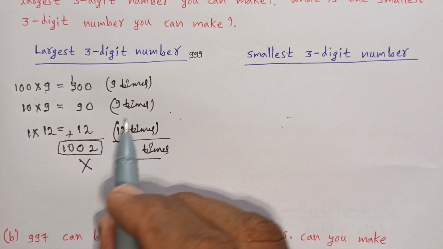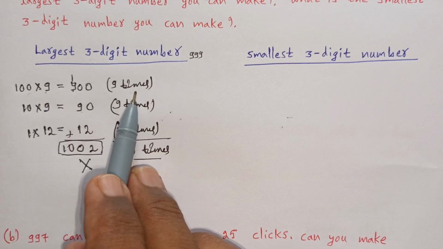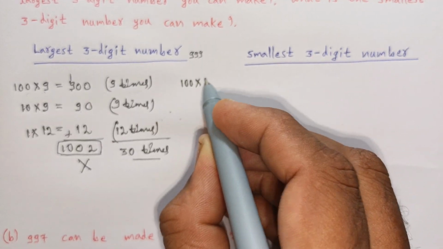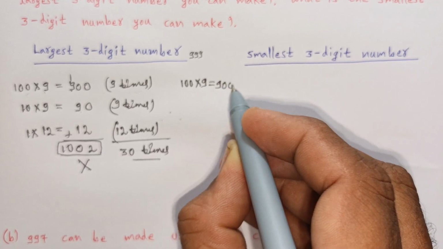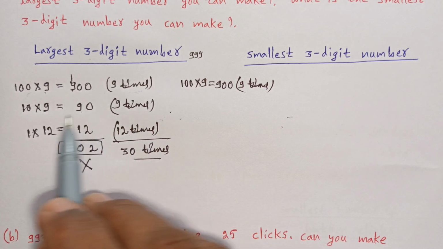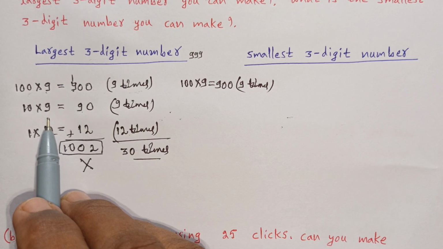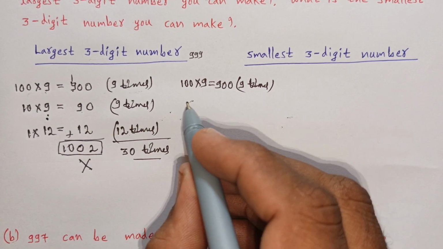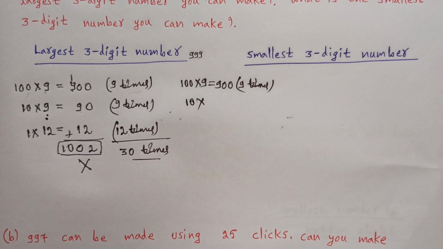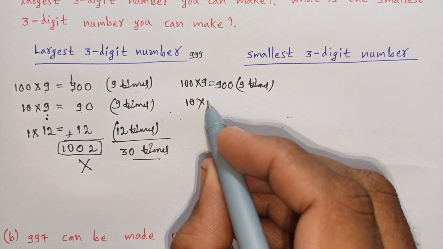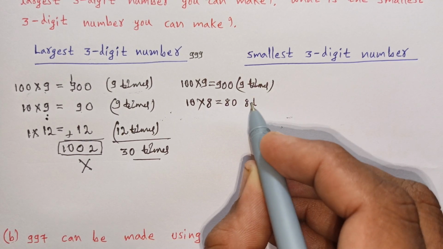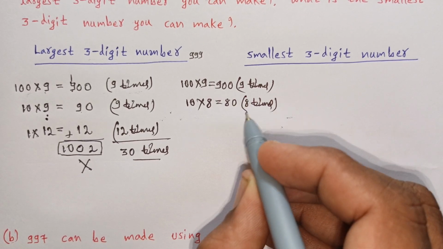So what we have to do? We will keep the first line as it is. That means 100 into 9 we will write as it is. 900 we get. So 9 times. Instead of 9 here, this time I will reduce 1. That means 9 minus 1, 8. So 8 times we have to press the 10 button. So 10 into 8 is 80 we will get now. So here it is only now 8 times.